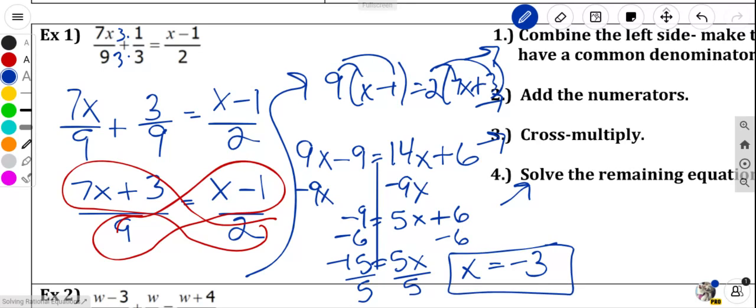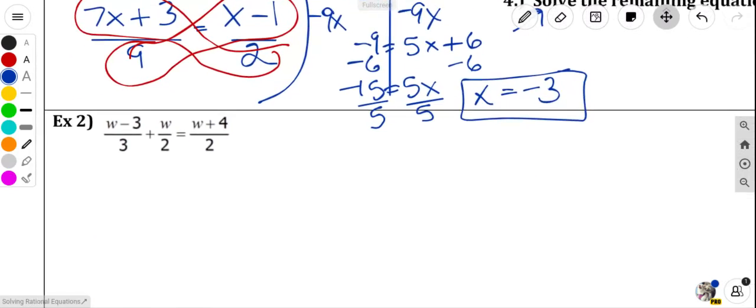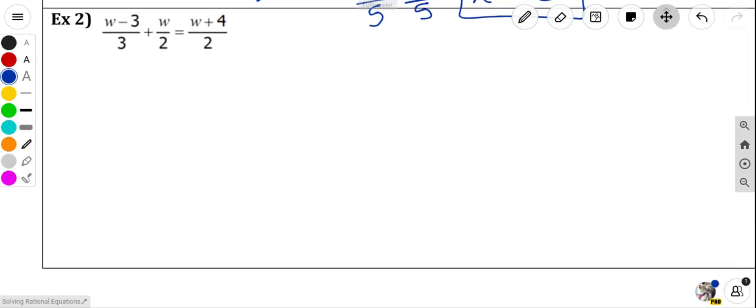Okay, so it takes a couple more steps at first. You have to combine those fractions, add or subtract them, and then you cross multiply. All right, so that's example 1. The rest are pretty similar, just different variations of it.